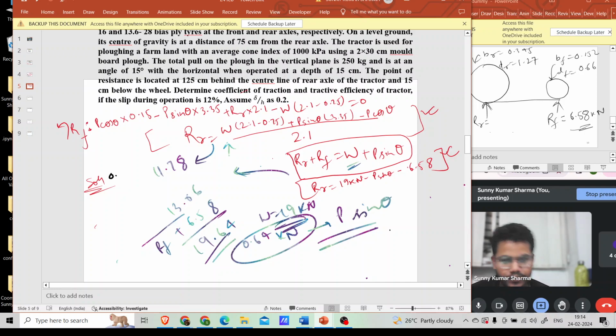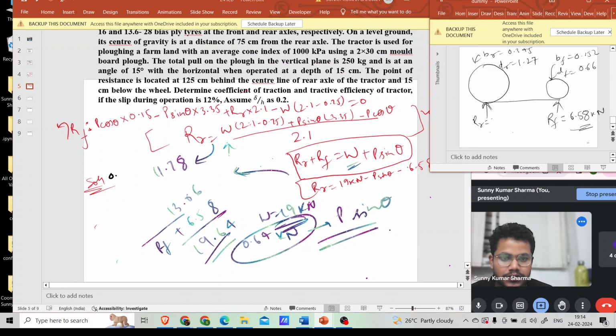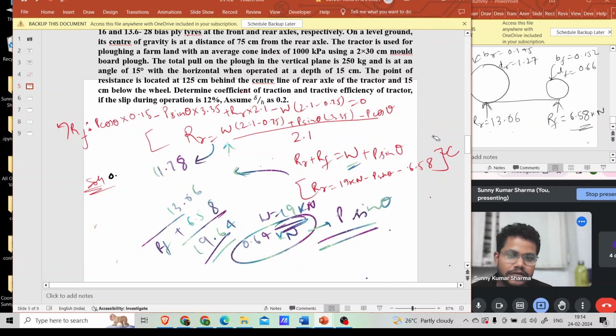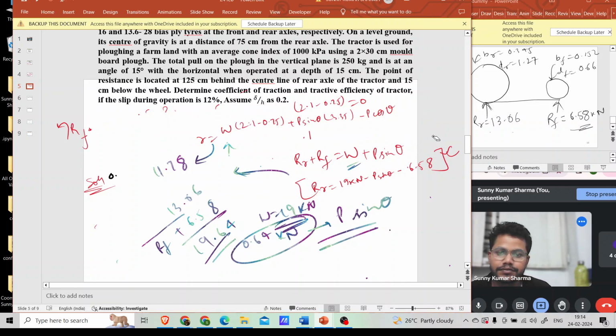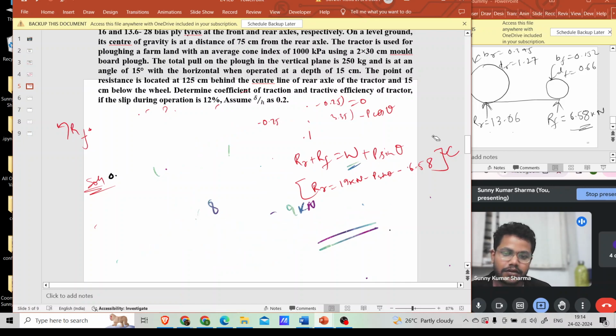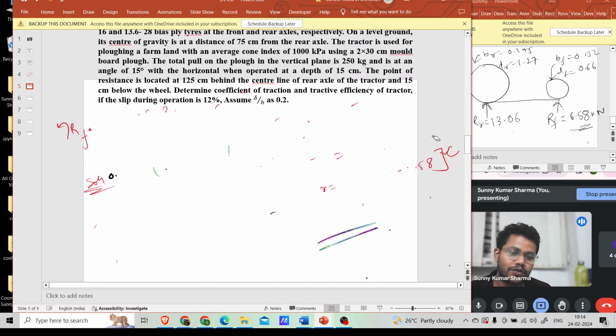Yes, sir. Okay, R is 13.06. If you want to recheck your calculation, do you want to recheck? The longest part we have already done. Now we will move to mobility number, then motion resistance ratio, then gross traction ratio.